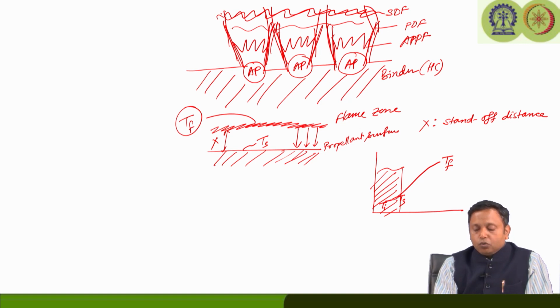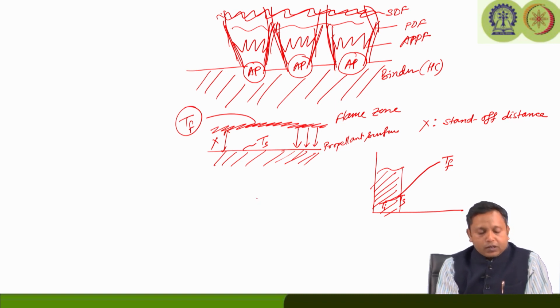Some heat is going to go there to raise the initial temperature of the propellant to the surface temperature Ts, and then finally the reaction will take place and the temperature will go from Ts to Tf in the flame. We will try to see how much heat is being absorbed at the propellant surface per unit area, and relate that with the heat transfer per unit area coming from the flame.